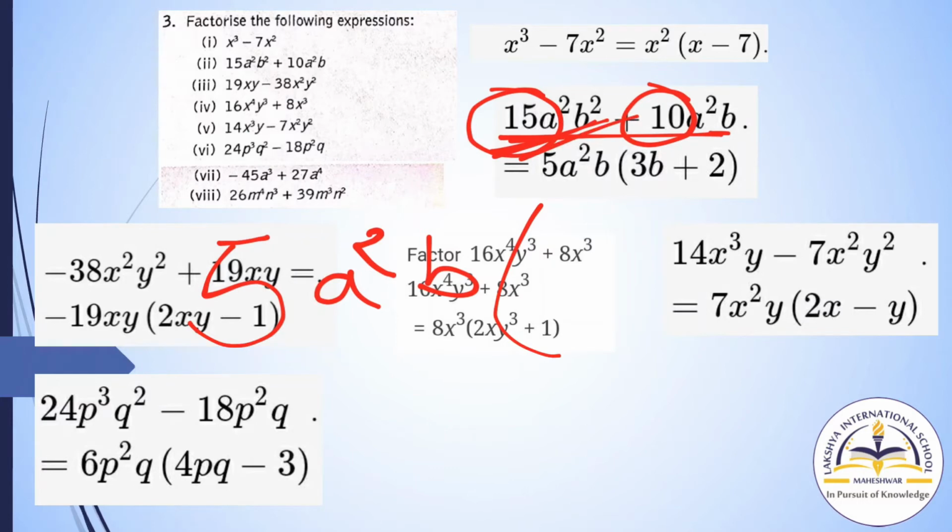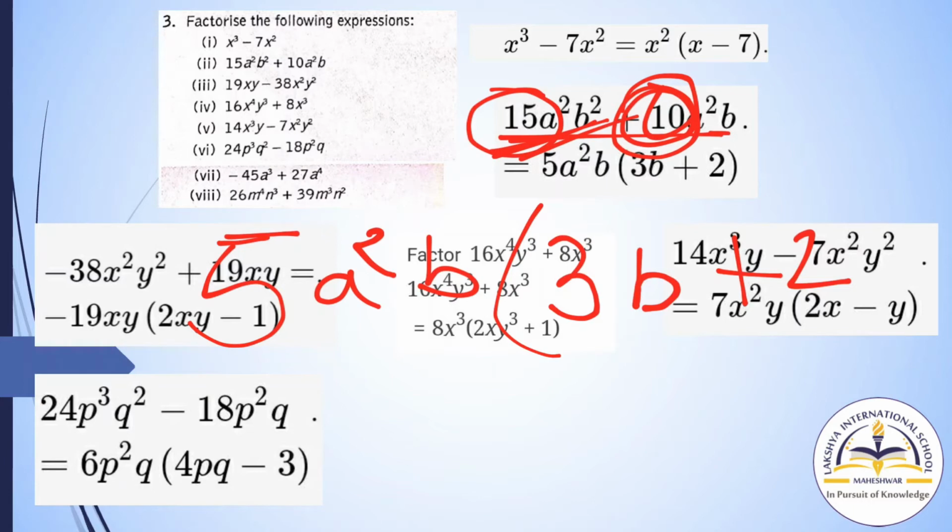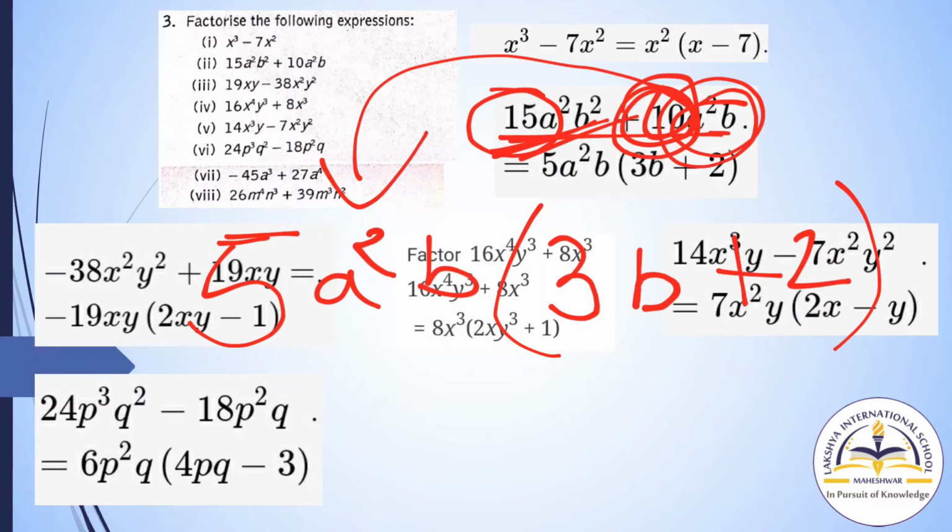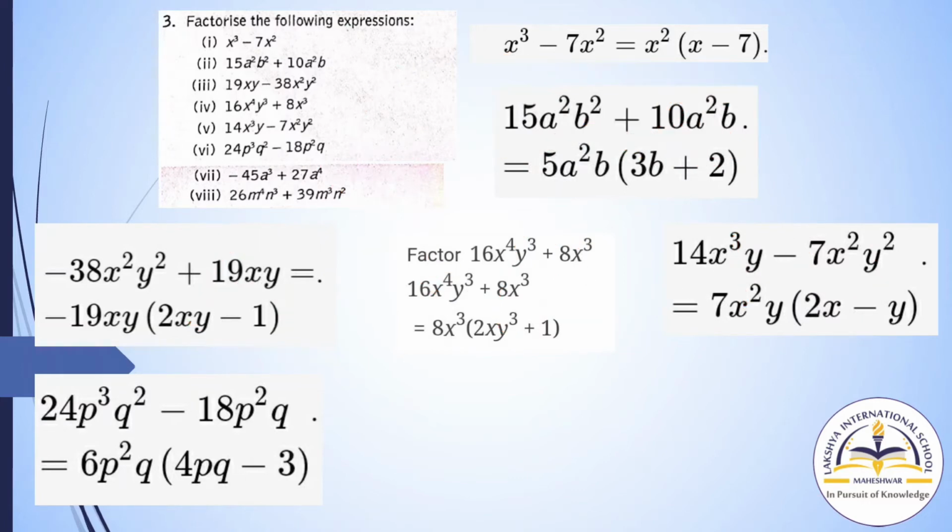That is, one is b, 5 threes are 15, so here we will write 3b plus, now we know 5 twos are 10, so here we will write 2, and then next, simple, because a square b we have already taken as common, so 5a square b, 3b plus 2 will be the answer.